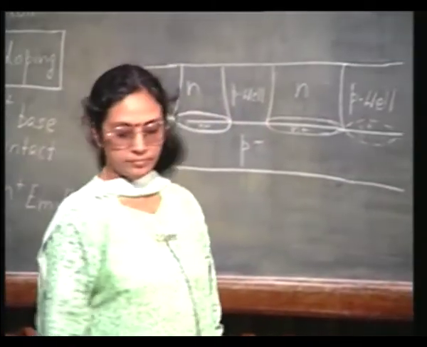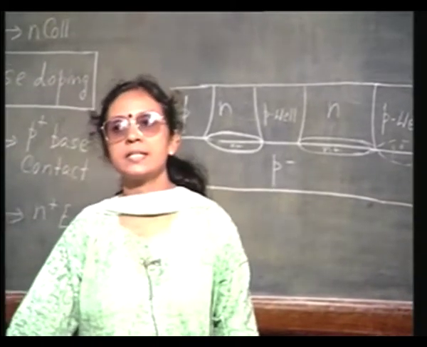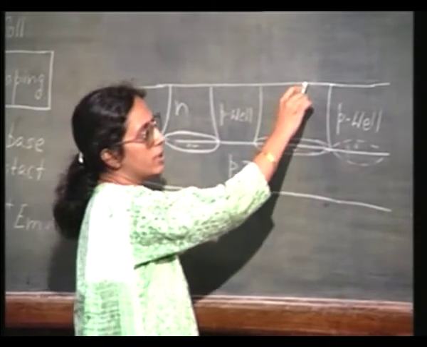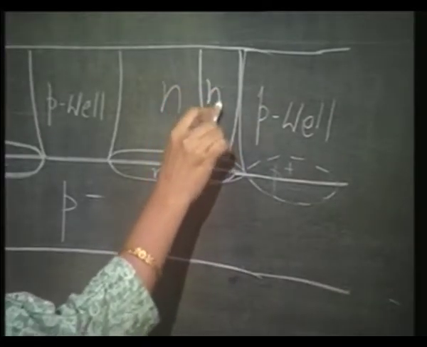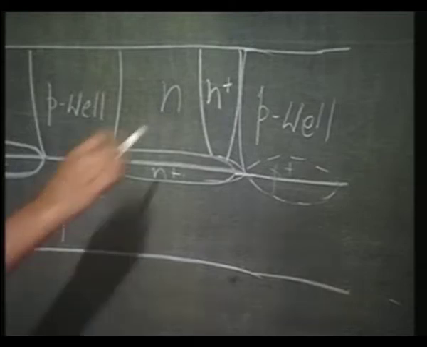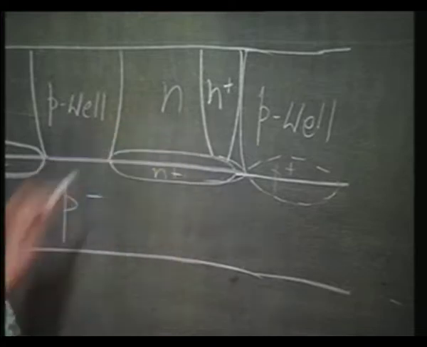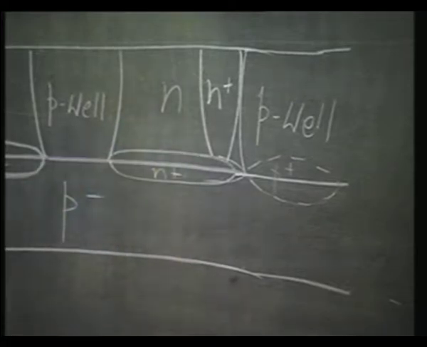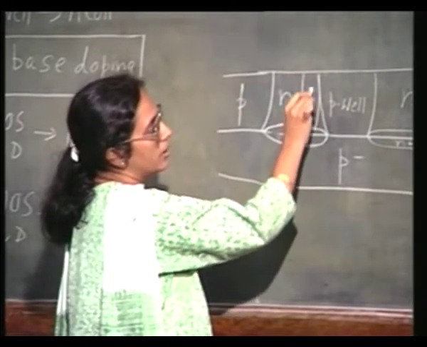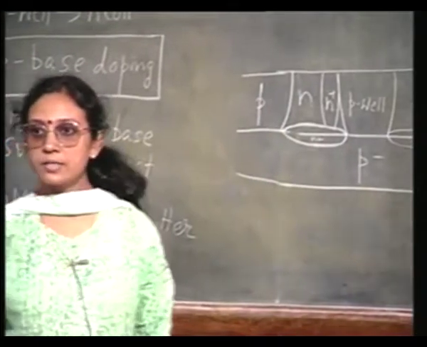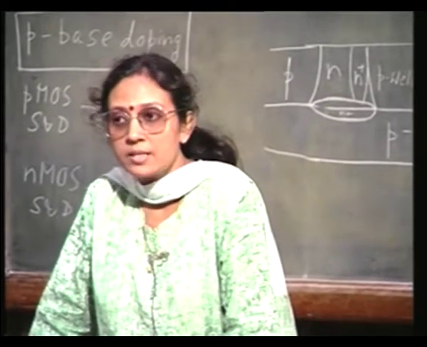And then remember, in this case I said that you can have a deep N plus region extending all the way down to the buried N plus in order to reduce the collector resistance. Okay. At the same time, here also you could have a deep N plus region which is going to act as your substrate contact for the PMOS device, the N-well substrate contact.